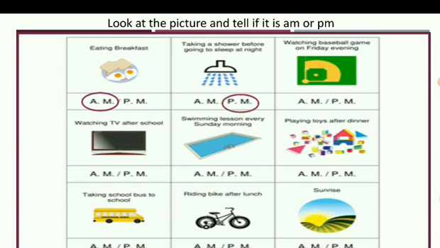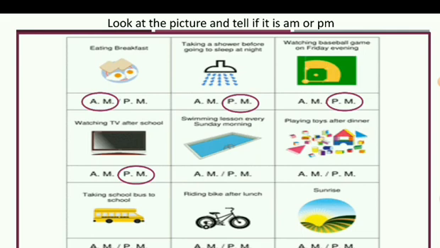Next one, watching a baseball game on Friday evening. You are doing this in the evening, so it is PM. Watching TV after school. You come back from school in the afternoon, isn't it? That will be after 12 noon. So you have already seen that after 12, whatever time is there till midnight, it is written as PM. So here it is PM.